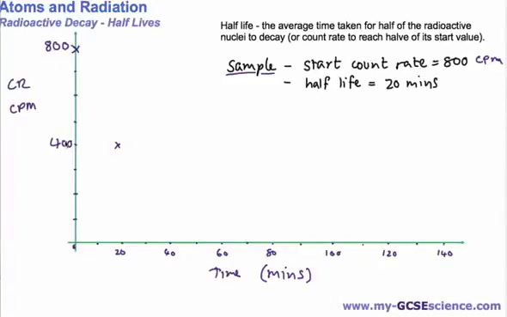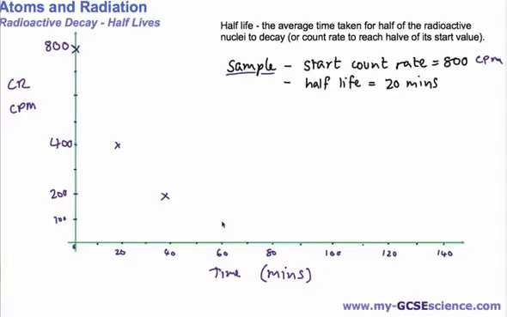That's the remaining radioactive nuclei that are left. So half of 400 is 200. That's 20 minutes further on, so we go up to 40 minutes and the count is 200, and we carry on like that. So a further 20 minutes later, that's from 40 to 60, we halve our 200, that's down to 100.